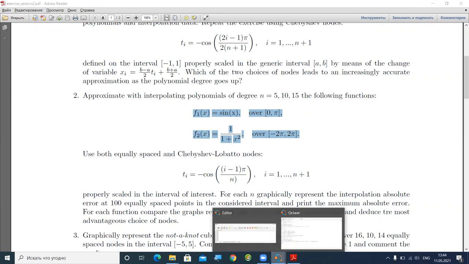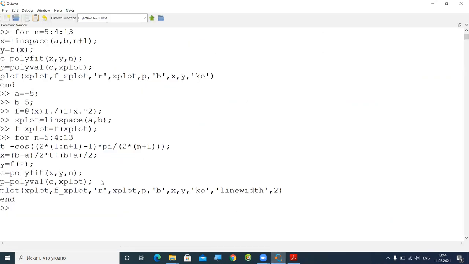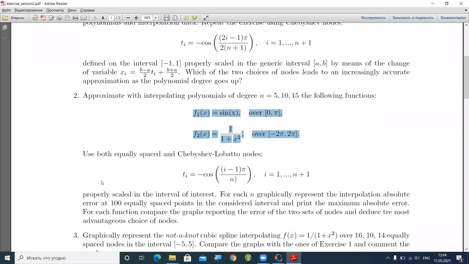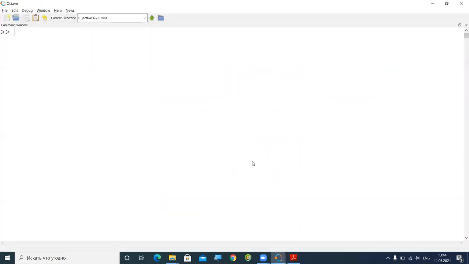Okay, let's begin. So I think I can clear all of them. And now let's begin the second exercise. So we have, for the first function, let's do for sine x first of all. We have 0 to pi. So a is 0, b is pi. And now let's define function f. It equals, again, at x, sine x.